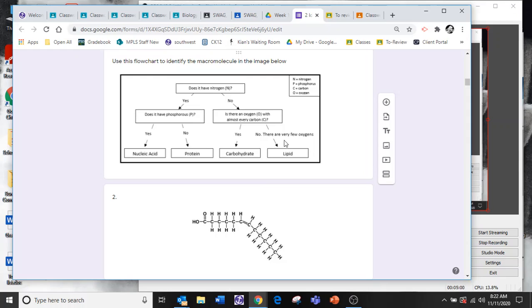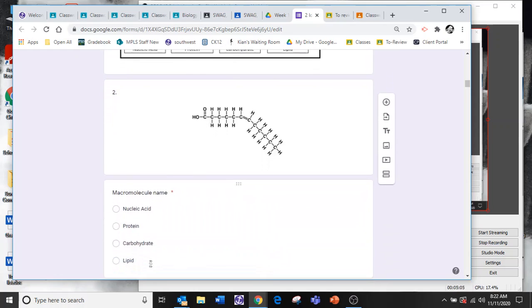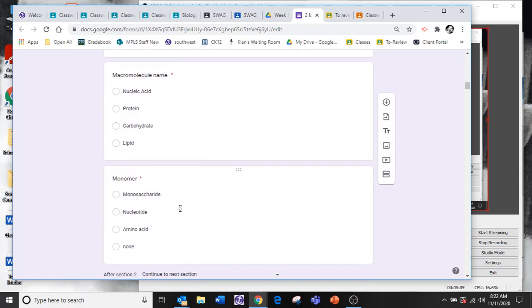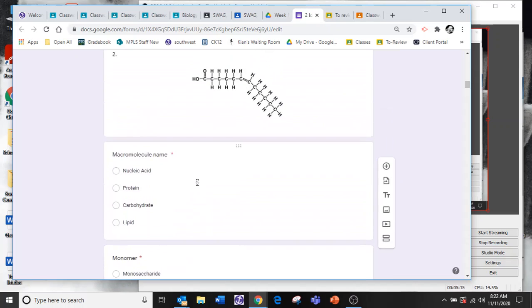It's a lipid. This is a fat. So we say lipid, punch that one, and then we go down. What are lipids made of? What are their monomers? They don't have any, none, okay?